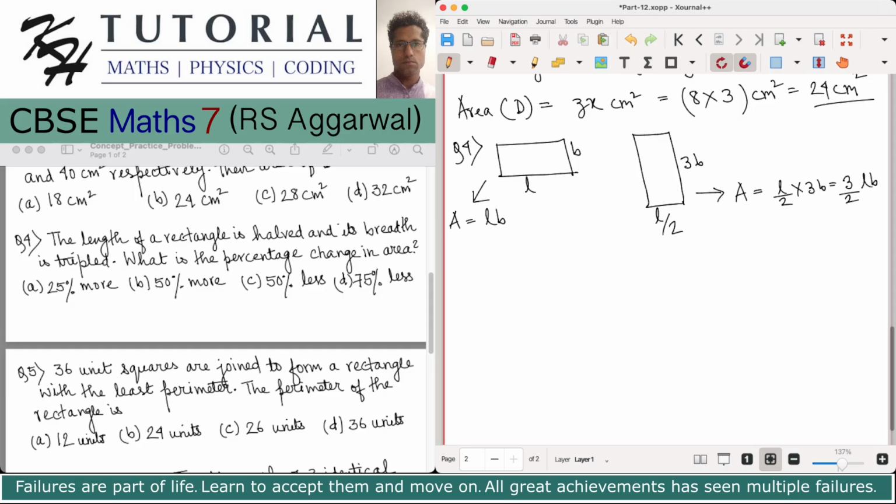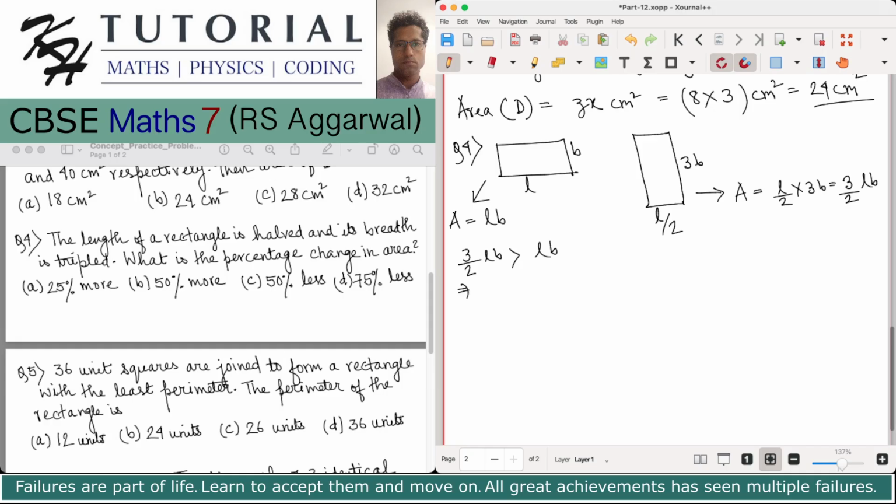So what is the change in area? Now the change can be less or more. The choices are 25% more, 50% more, 50% less, or 75% less. Clearly, after the length is halved and the breadth is tripled, the area is 3 by 2 LB. We know that 3 by 2 LB is greater than LB, because 3 by 2 is greater than 1.